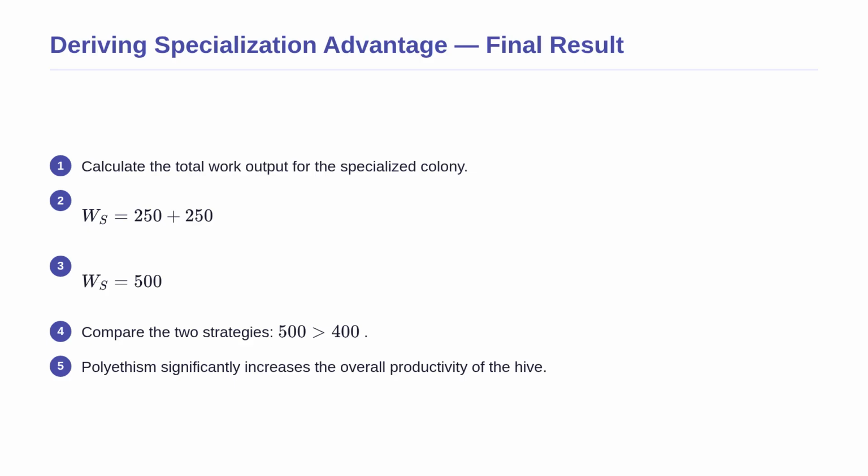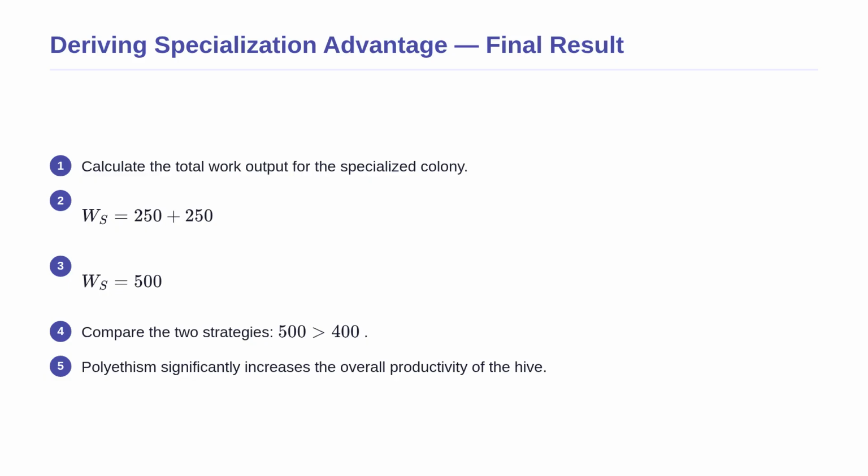Let us complete the calculation to see the final result. 50 times 5 gives us 250 units of work for nursing and another 250 for foraging. Adding these together, the specialized colony produces a total of 500 units of work. When we compare this to the unspecialized colony's 400 units, the conclusion is clear. 500 is strictly greater than 400. This mathematically demonstrates that polyethism significantly increases the overall productivity of the hive.